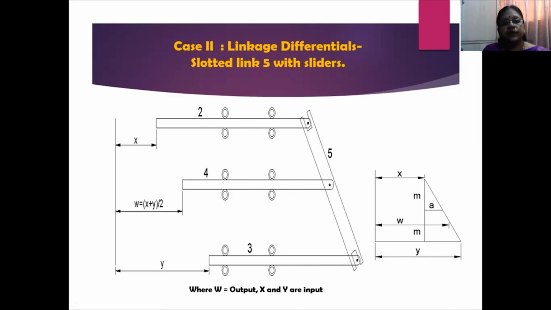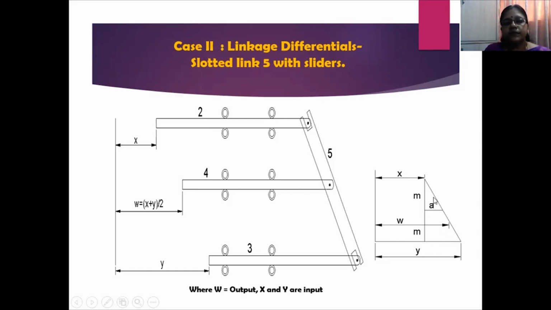Now here again you give X, Y as differential displacements from the fixed frame and measure the output W as X plus Y by 2. This can be derived using the simple similar triangle method. You just drop a perpendicular from link 2 onto this base and then join this inclined line. You form two triangles, a smaller triangle and a bigger triangle.